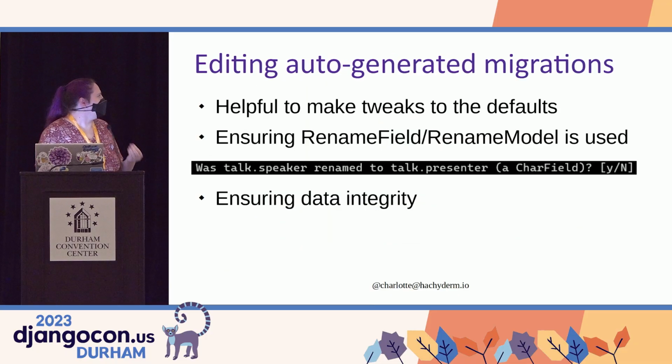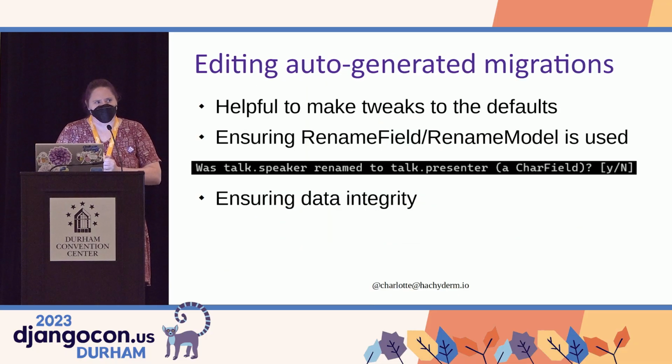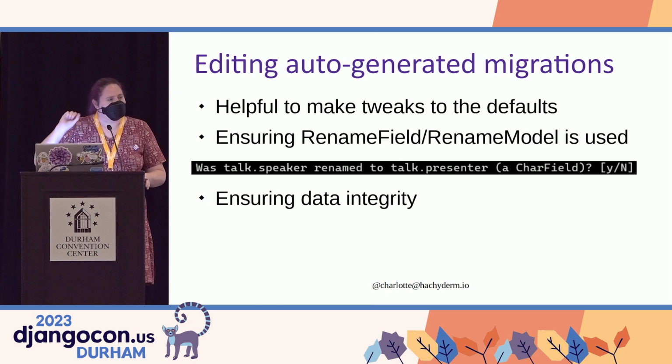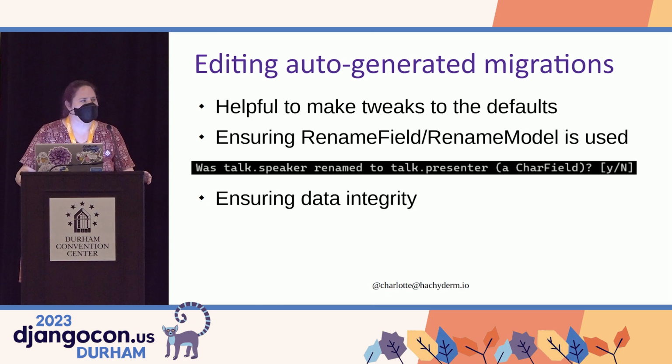So when might we want to edit some auto-generated migrations? As I mentioned before, sometimes you might edit the dependency. It can be helpful to make some tweaks to the defaults occasionally. One of the big ones that you may have to go in and edit is to ensure that a rename is used when you're renaming a field or a model.